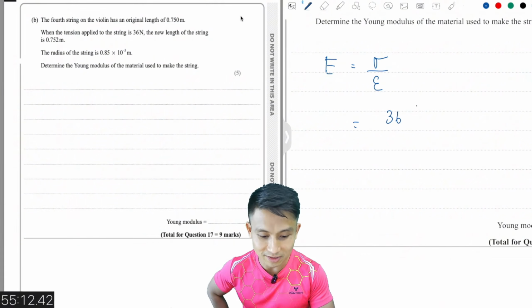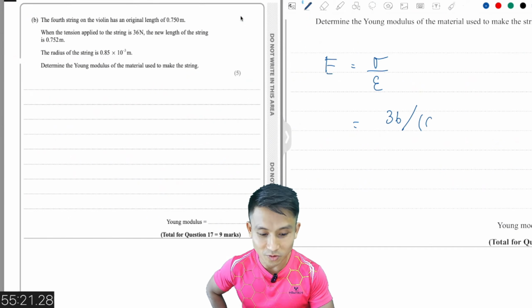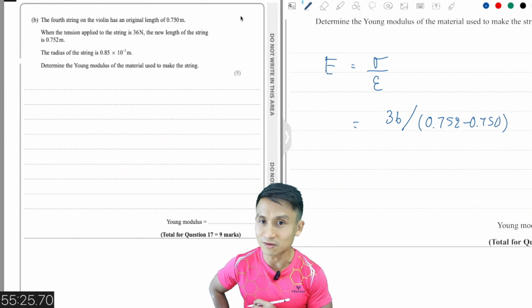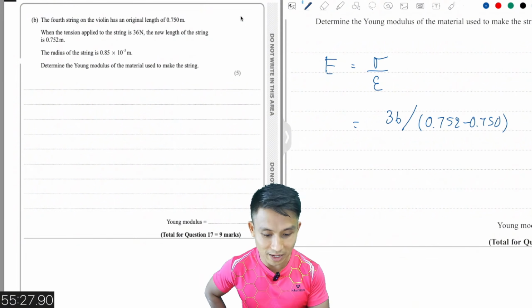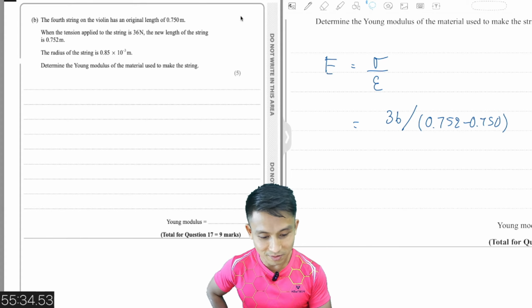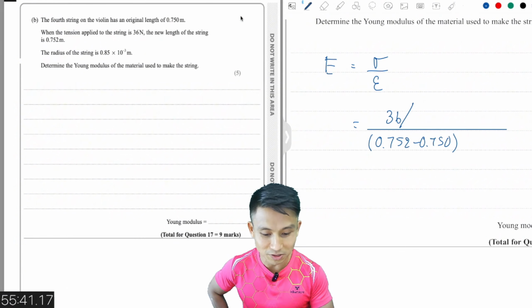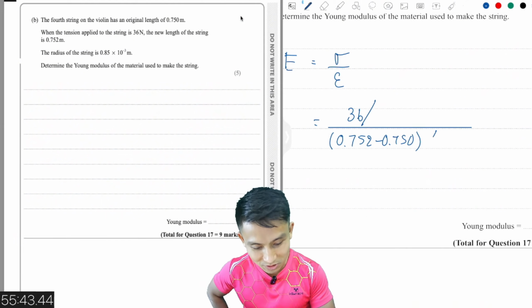So 36 divided by extension, and extension, original length. So extension is 0.752 minus 0.750 because they give you the original length there and the new length. Oh wait, hang on. That should be area first, sorry. Extension is down there. So epsilon, which is the strain, is extension over original length.